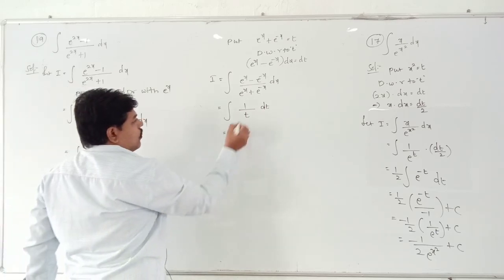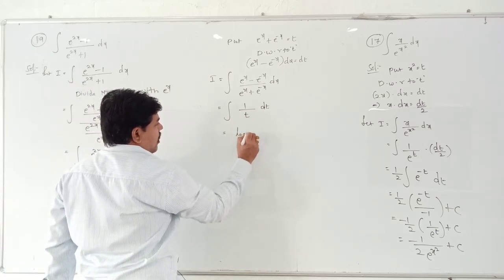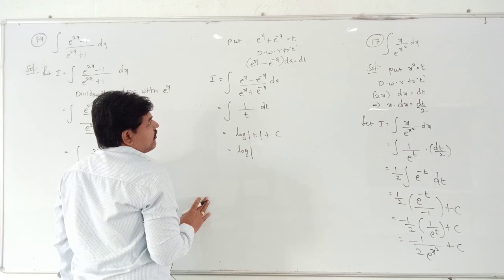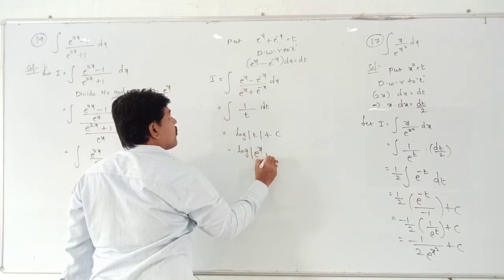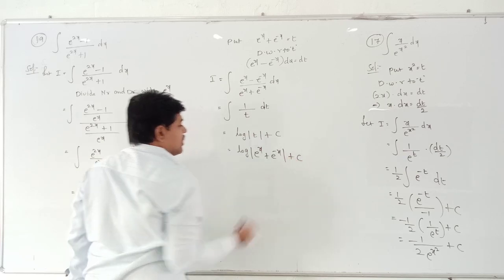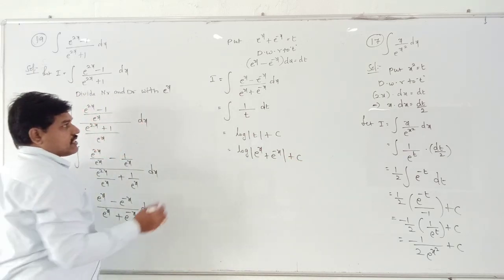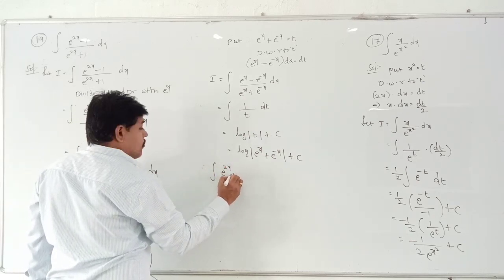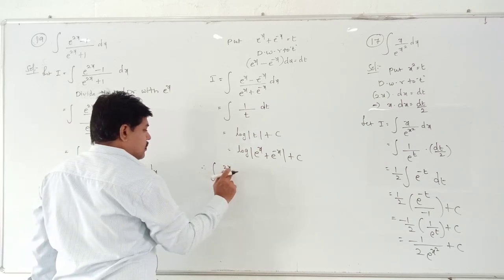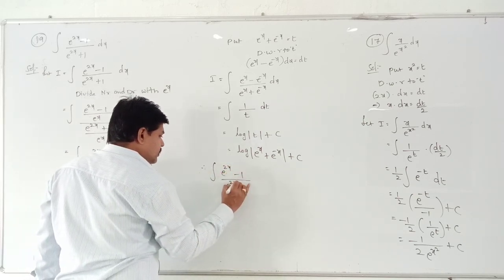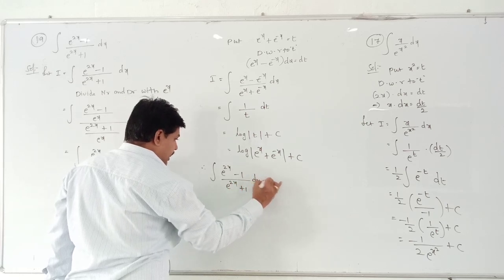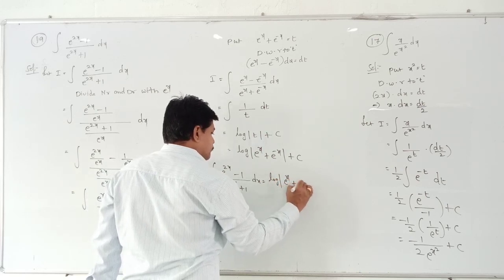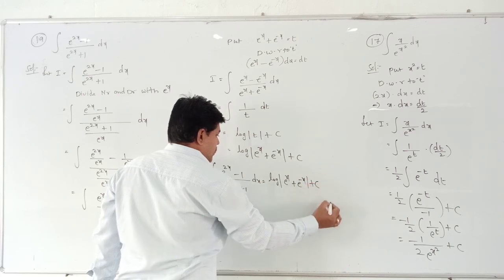So that is equal to, what is the integral of 1 by t? That is nothing but log|t| + c. So that is equal to log of mod, what is the t value? The t value is nothing but e^x + e^(-x) + c. Therefore, the integral of (e^(2x) - 1) by (e^(2x) + 1) into dx is equal to log|e^x + e^(-x)| + c.